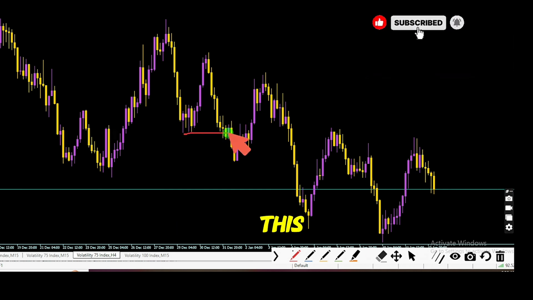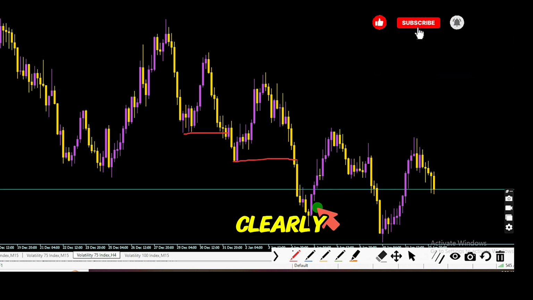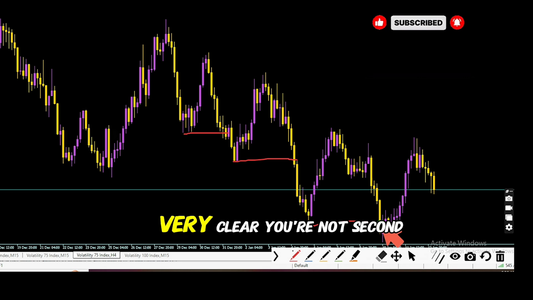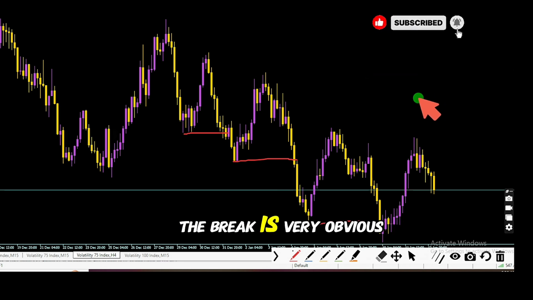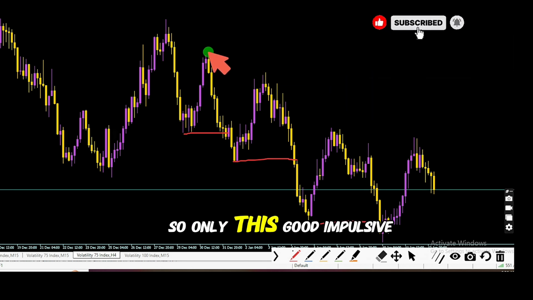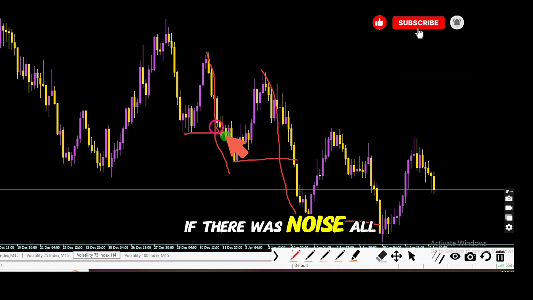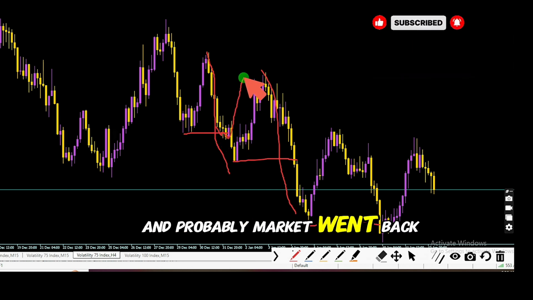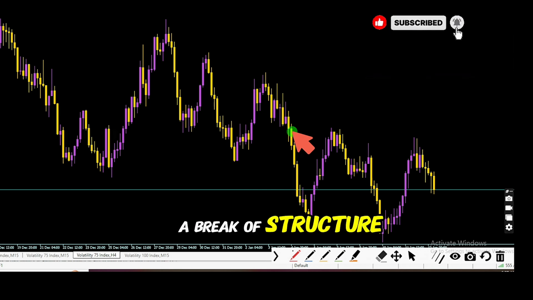We want to see a clear break. Can you see this? The market broke clearly. Very clear. You're not second guessing the direction. The break is very obvious to you. So only these good impulsive moves count. If there was noise all around here and probably the market went back up, you don't count that as a break of structure.